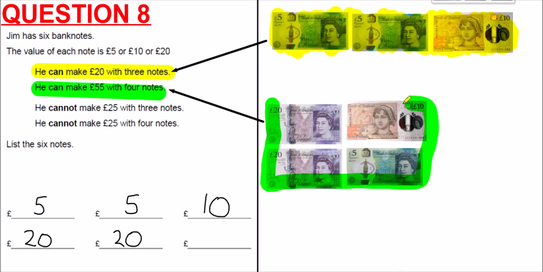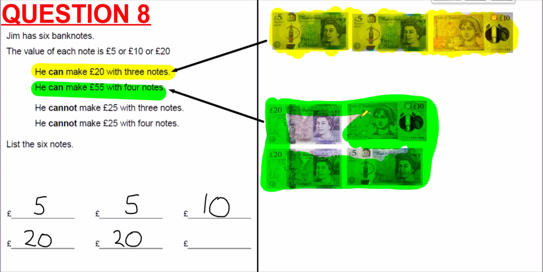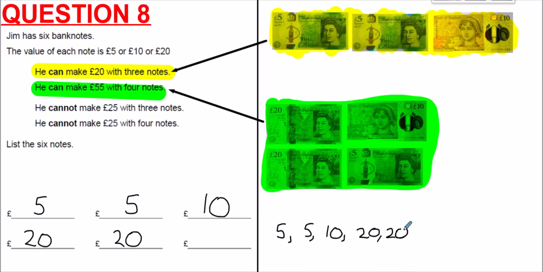So if you count them up now in terms of what we know, we've worked out 5 notes. What the question asks us for is what would 6 notes be? And so we need to find out that missing 6th note. If I just write down the notes we have worked out, 2 5s, a 10 and 2 20s, we're given some more information that will help us decide what the other notes might be. So it says he can't make £25 with 3 notes, and he can't make £25 with 4 notes.